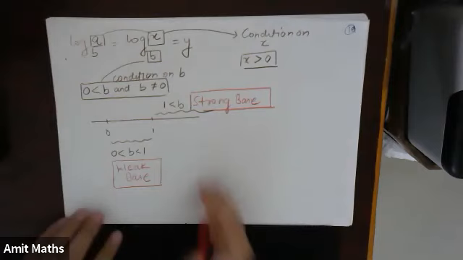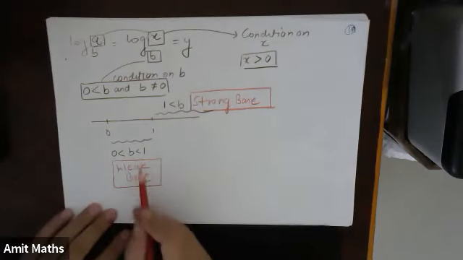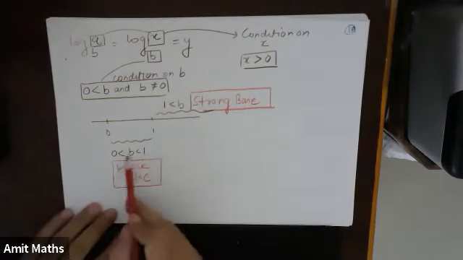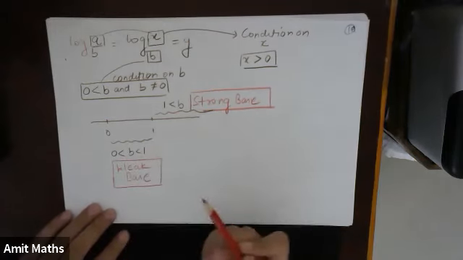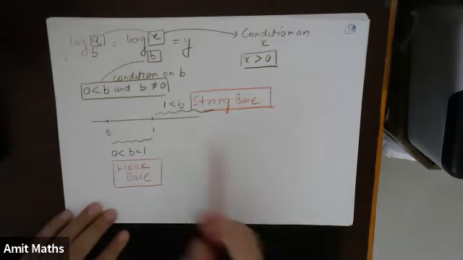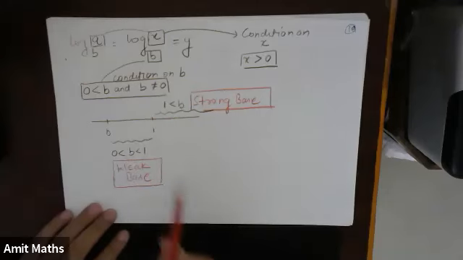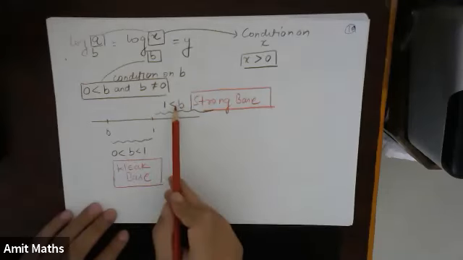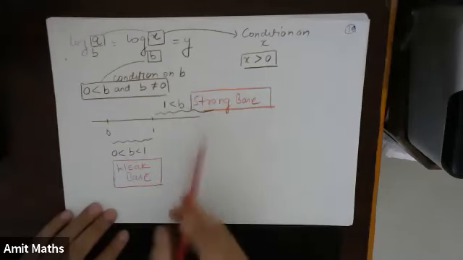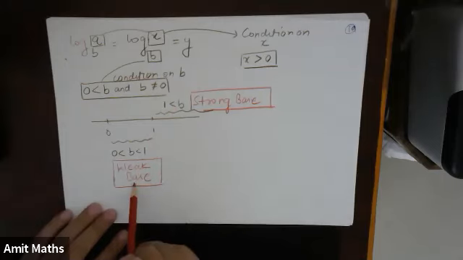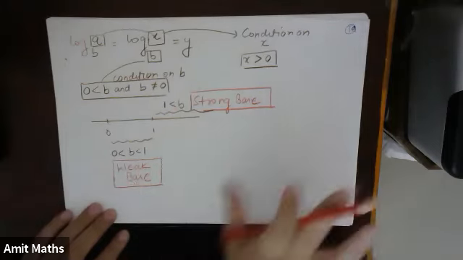It is very easy to remember: strong base is greater than 1 and weak base is less than 1. Obviously the base has to be greater than 0. So in all logs, the base will always be greater than 0 and not equal to 1. Base greater than 1 I will call a strong base and base less than 1 and greater than 0 I will call a weak base. This is just a definition.